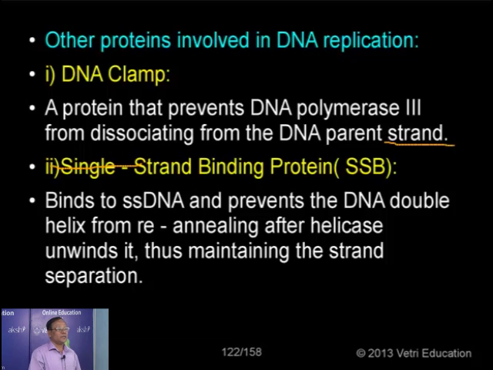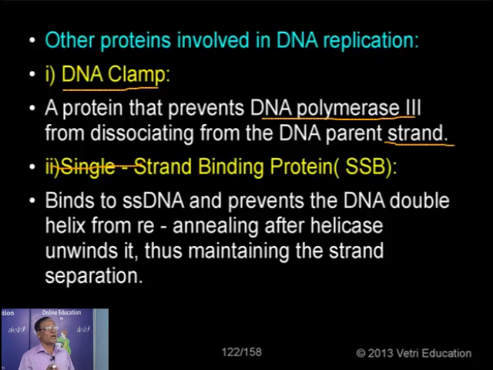Now, other than these enzymes like topoisomerase, helicase, primase, DNA polymerase and ligase, we also have some other proteins involved in the process of replication. Number one, DNA clamp, which is nothing but a protein. The enzyme responsible for the formation of the continuous strand during replication is DNA polymerase, the enzyme responsible for polymerization. We have two different types, 1 and 3. Both take part in replication. We'll see the role of DNA polymerase 1 and DNA polymerase 3.